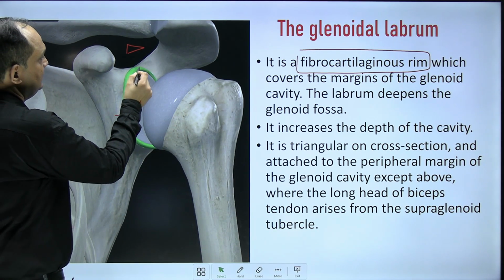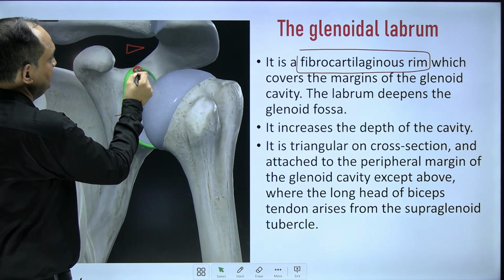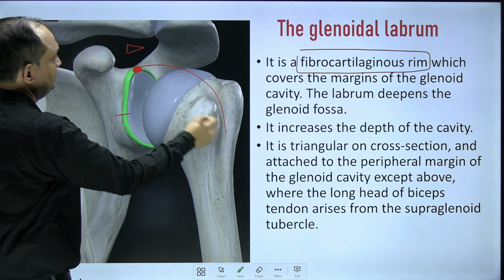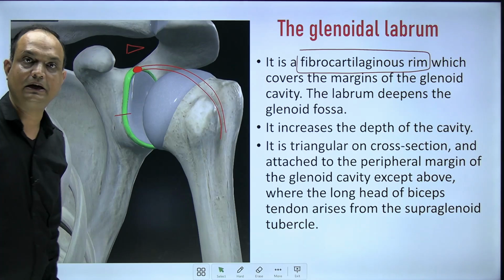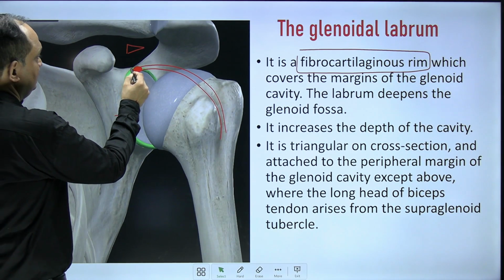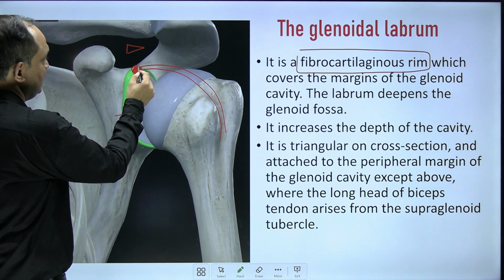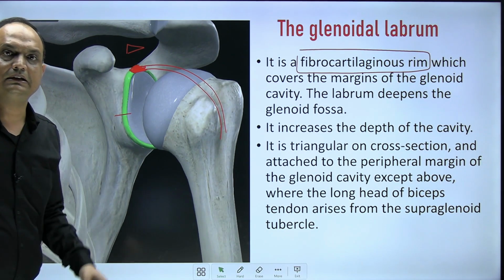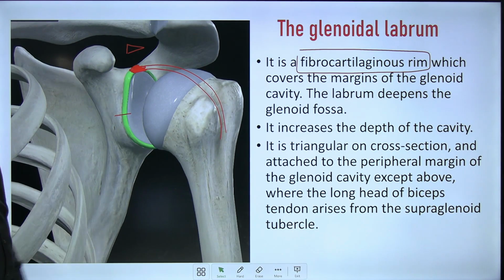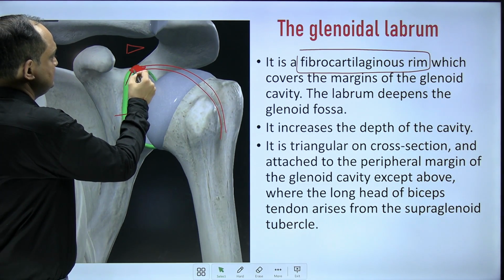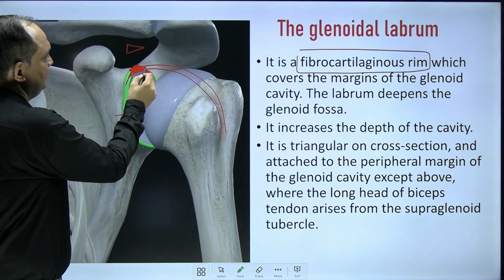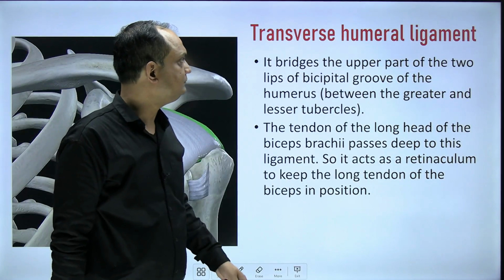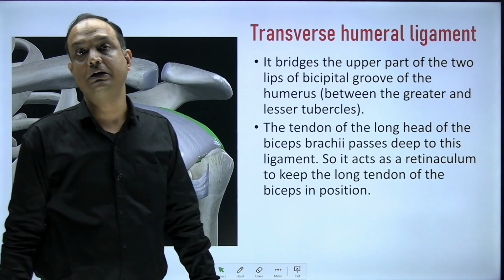Now in the upper part you will have a supraglenoid tubercle. This supraglenoid tubercle will give origin to the long head of biceps brachii. So here what will happen is that there is a merging. This margin of the glenoid labrum merges with this origin. Some books say that this area is deficient, some books say that it is not deficient, but this area of the rim merges with the origin of the long head of biceps. Clear?